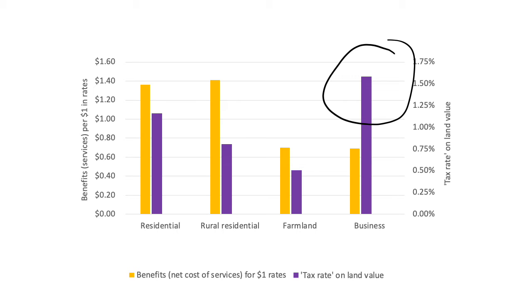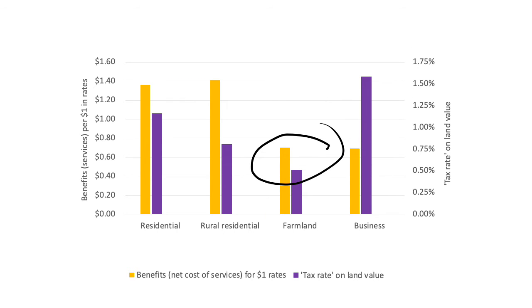The key thing that jumps out here is that the tax rate on business land is far higher than any of the other categories. So even though both farmland and business are getting less for their money in terms of the benefits principle, the rating structure is assuming that the business ratepayers have a far greater ability to pay relative to the value of their land.